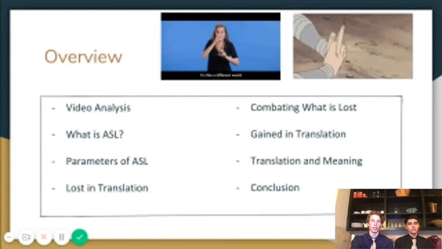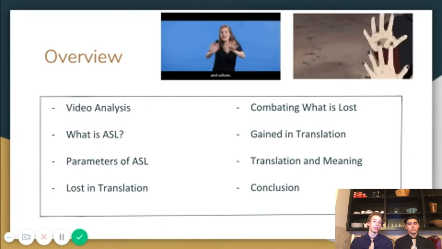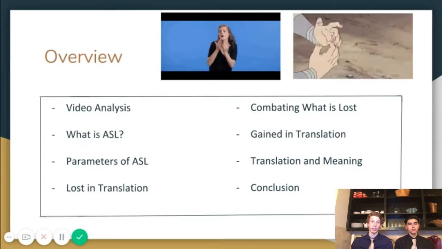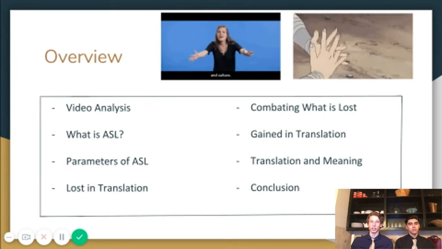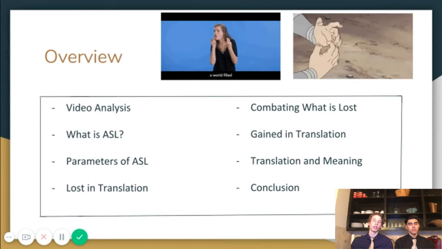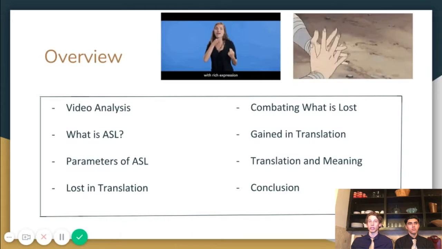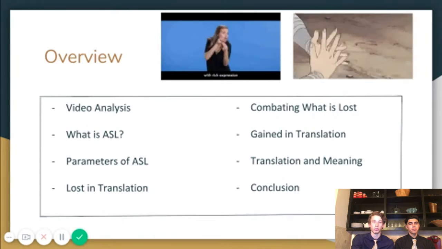So a quick overview on our presentation. We're going to start off with a video analysis, then talk about what actually is ASL, the parameters of ASL, what's lost in the translation of ASL, how to combat what's lost, what's gained in translation, the translation and meaning, and then finally with our conclusion.